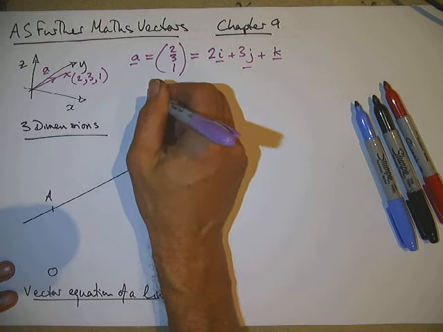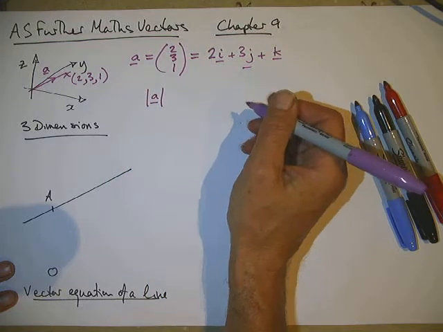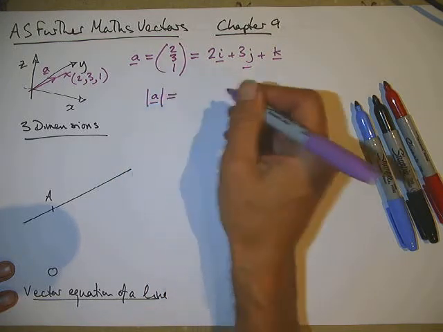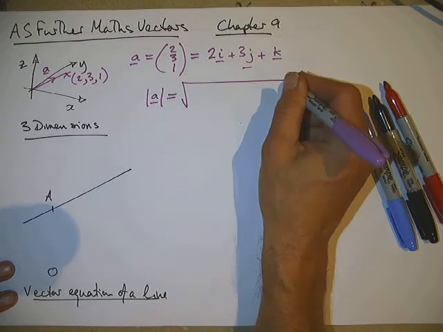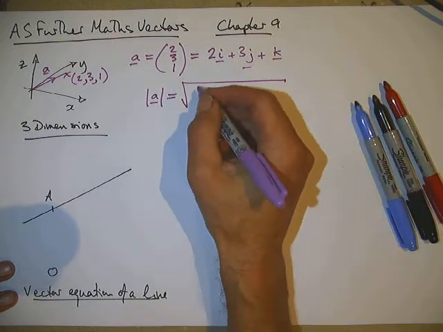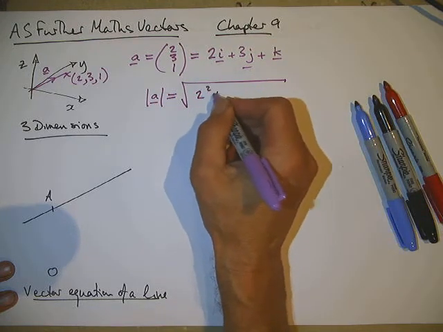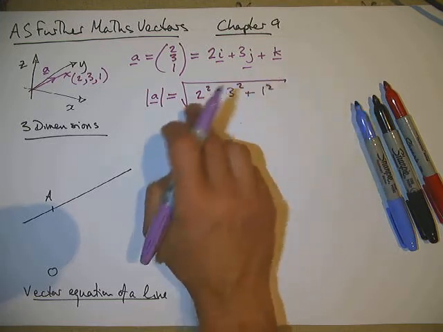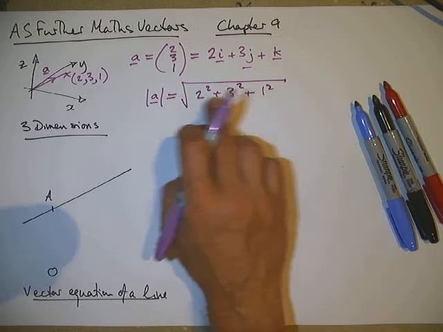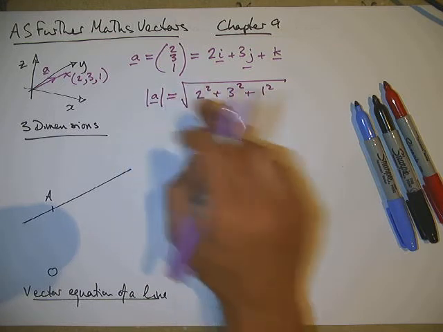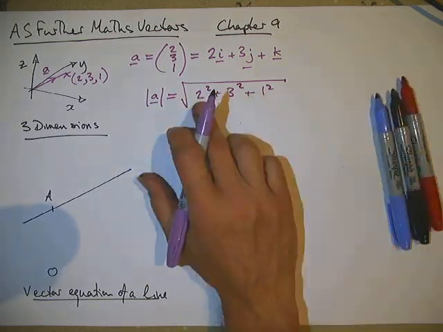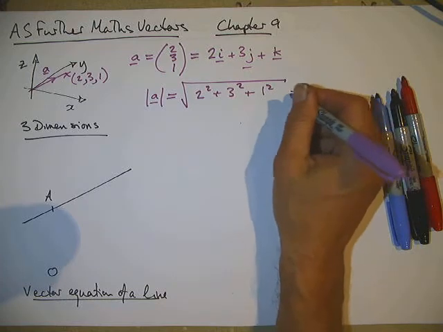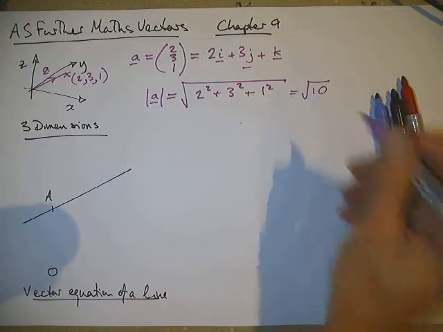The size, the magnitude of that, is nicely a direct extension of the Pythagoras we've done. It's the square root again of 2 squared, 3 squared, and 1 squared. The length of any vector is the sum of the squares of the components, square rooted. So in that case, 4 plus 9 plus 1, root 14, whatever that is.